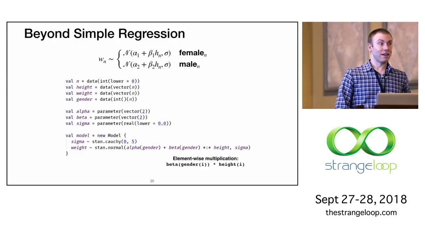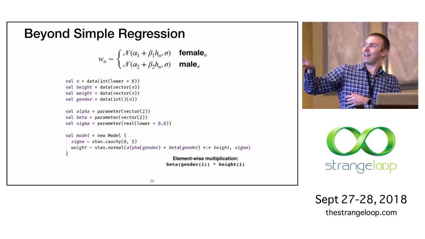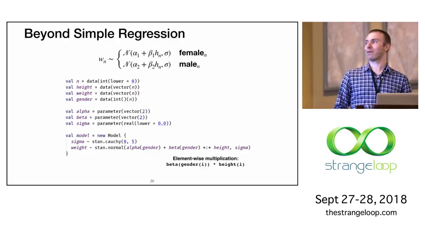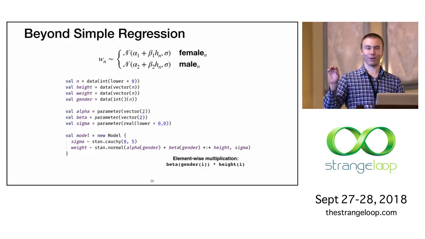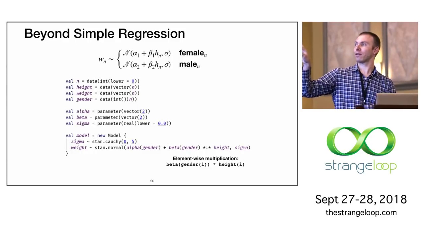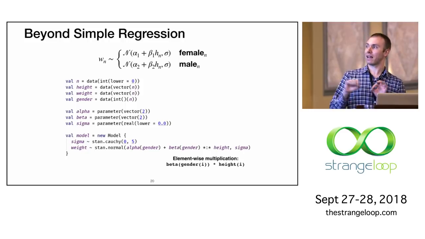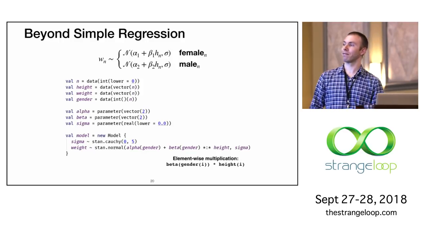What do you mean by element-wise multiplication? Okay, so yeah, the question was, what do I mean by element-wise multiplication? So beta gender is actually a vector of length n, and height is a vector of length n, and it's returning a vector of length n.